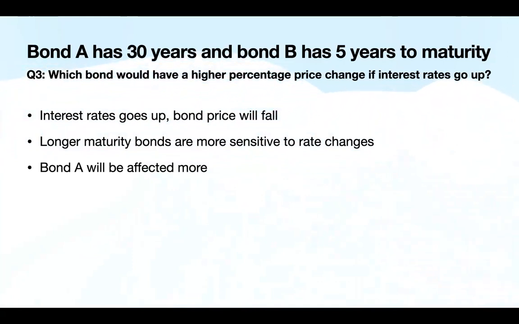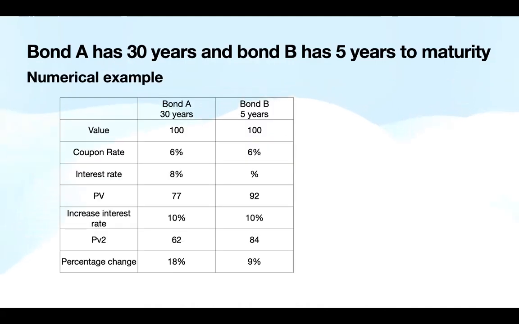So to illustrate both question 2 and question 3, there is some calculation to explain. So use the example for question 1. Based on the example we use, if the interest rate increases from 8% to 10%, the new PV will change as well. For bond A, it changed from 77 to 62. And for bond B, it changed from 92 to 84.